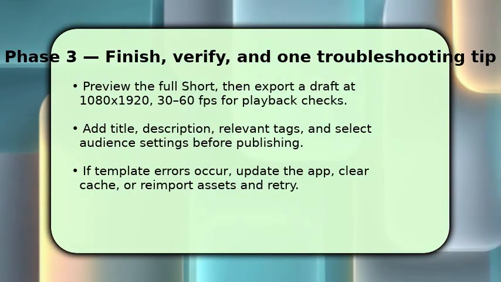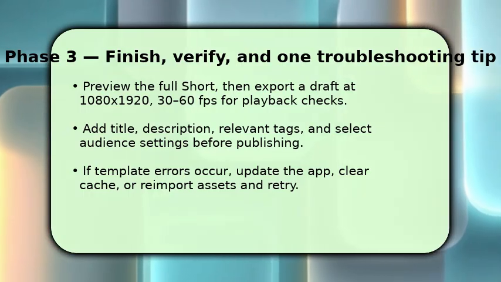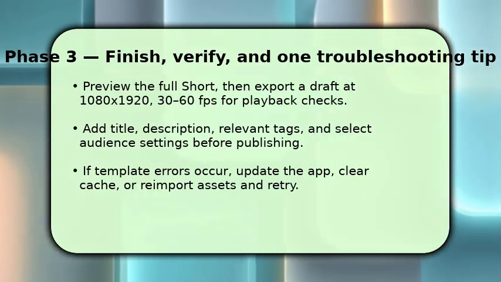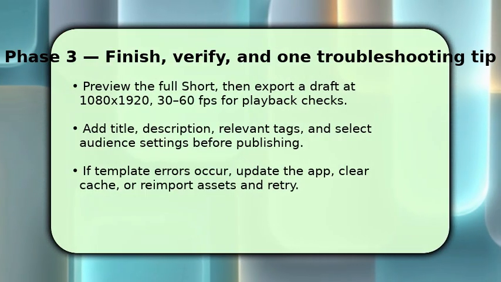Finish by previewing the short end-to-end. Watch for clipping, abrupt cuts, or audio pops. Once satisfied, export at 1080 by 1920 and check playback on a mobile device to confirm aspect and legibility.